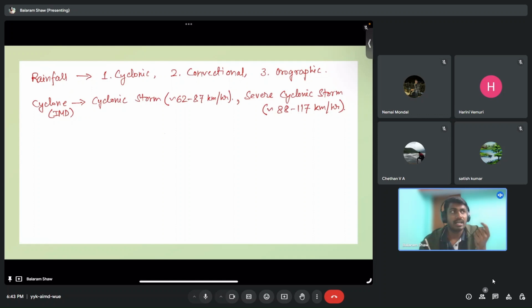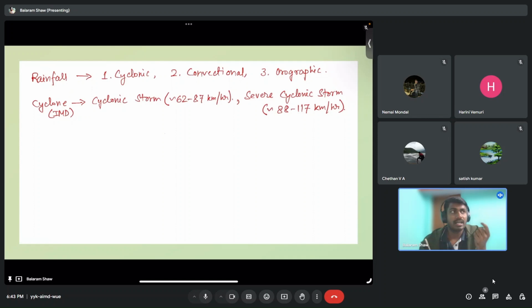So when the Earth's surface gets very much heat, the air will rise very rapidly and it will condense and come as precipitation. That is the pre-monsoon rain that we are facing in India. So the second one is the convective rainfall.